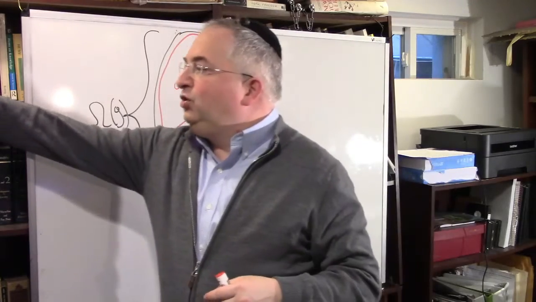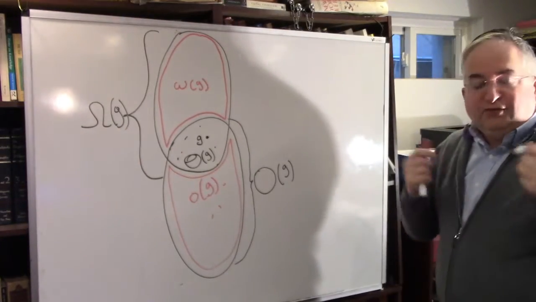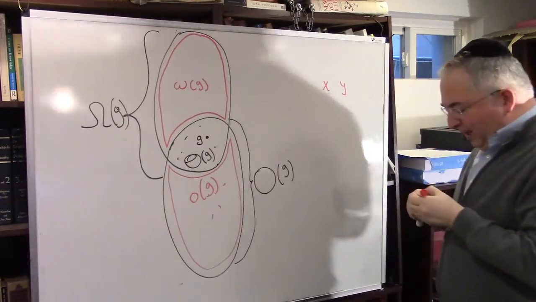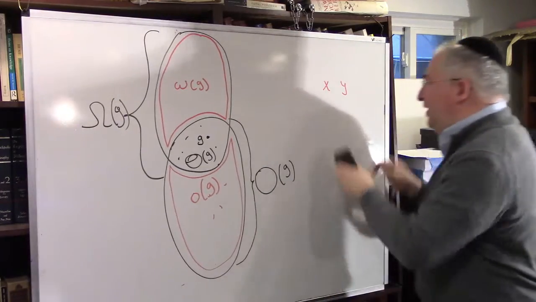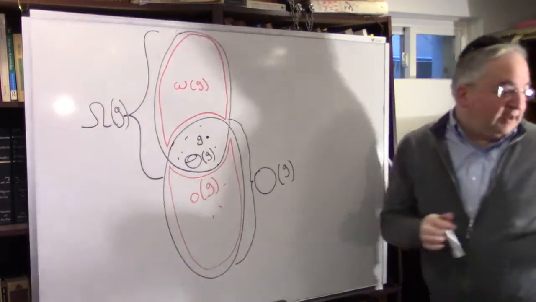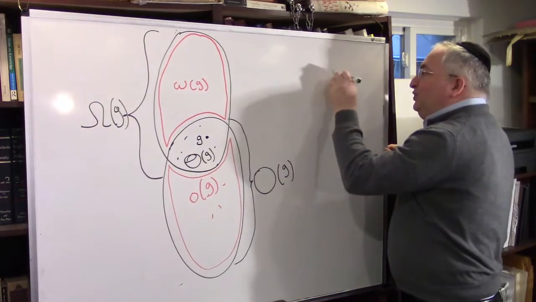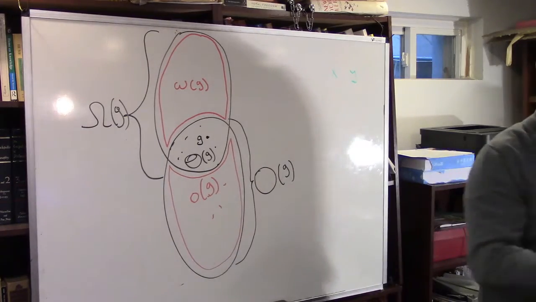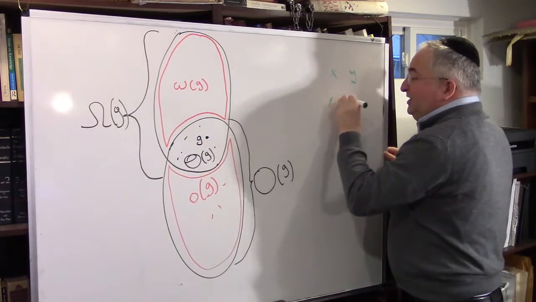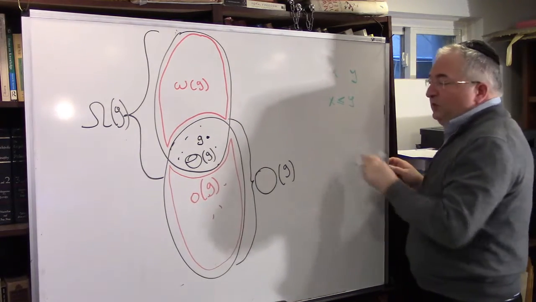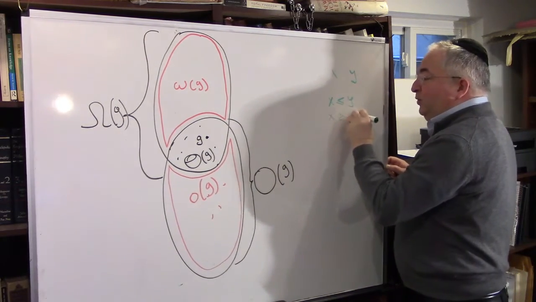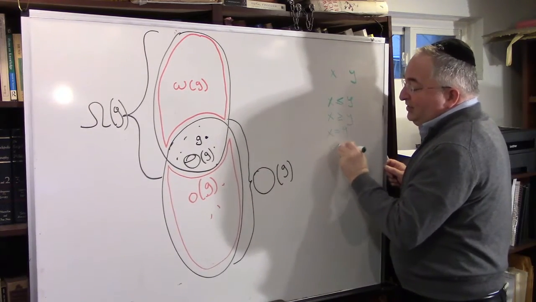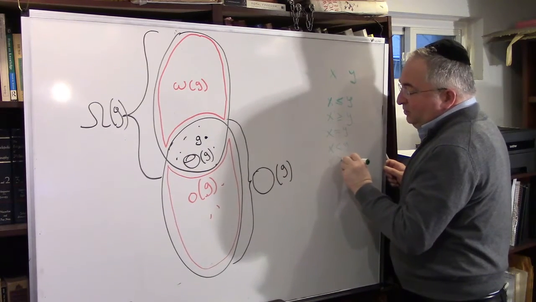Okay, and I'd like to make an analogy. If I give you 2 numbers, x and y, what can you say about x and y? What's the relationship? Well, there are 5 things you can say. You can say x is less than or equal to y. You could say x is more than or equal to y. You could say x is equal to y. You could say x is less than y. And you could say x is more than y.